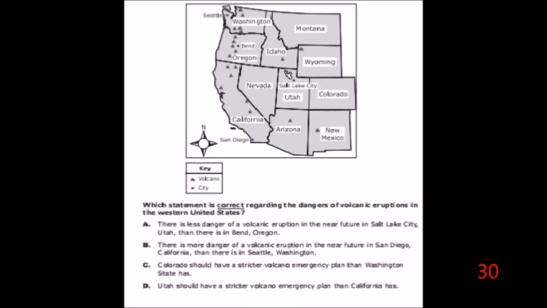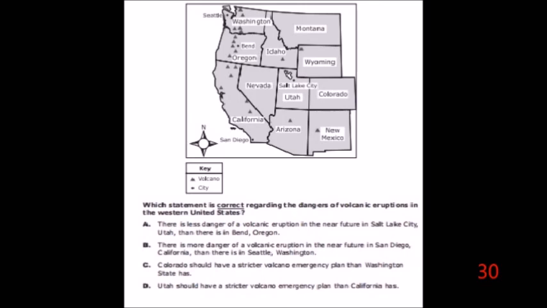Number 30. Which statement is correct regarding the dangers of volcanic eruptions in the western United States? A. There is less danger of a volcanic eruption in the near future in Salt Lake City, Utah than there is in Bend, Oregon.